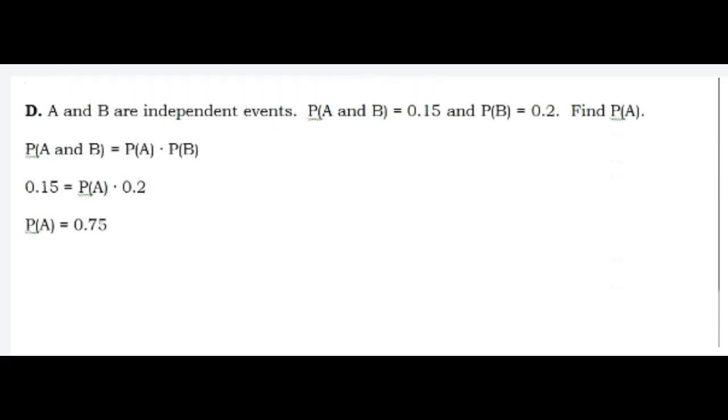Example D, A and B are independent events. The probability of A and B is 0.15. The probability of B is 0.2. Find the probability of A. Since these events are independent, we know that the product should equal the probability of both events. 0.15 equals the probability of A times 0.2. If we divide the equation by 0.2, these 0.2s would eliminate. 0.15 divided by 0.2 gives us the probability of A, which is 0.75.